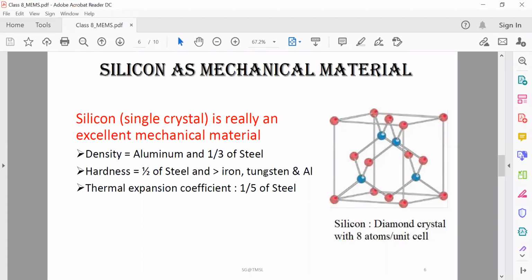Okay. Next is the thermal expansion coefficient, which is 1/5 of the steel. So there is a good thing that in thermal expansion, the coefficient is not very high in the case of silicon. Okay, so here is a silicon structure with 8 atoms per unit cell. So it's like a cubic structure.